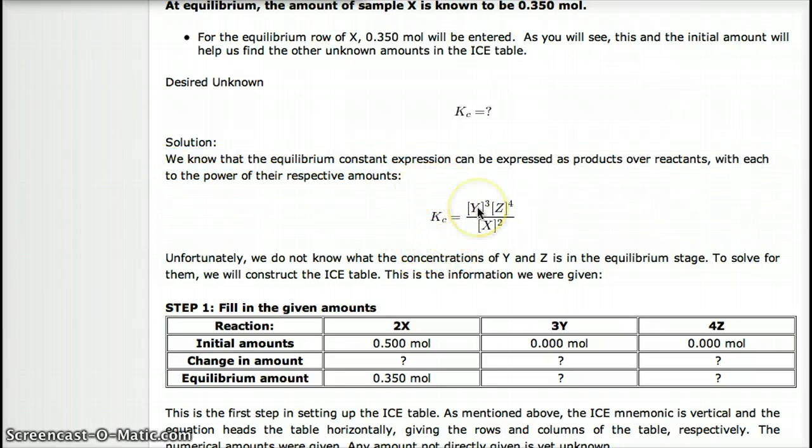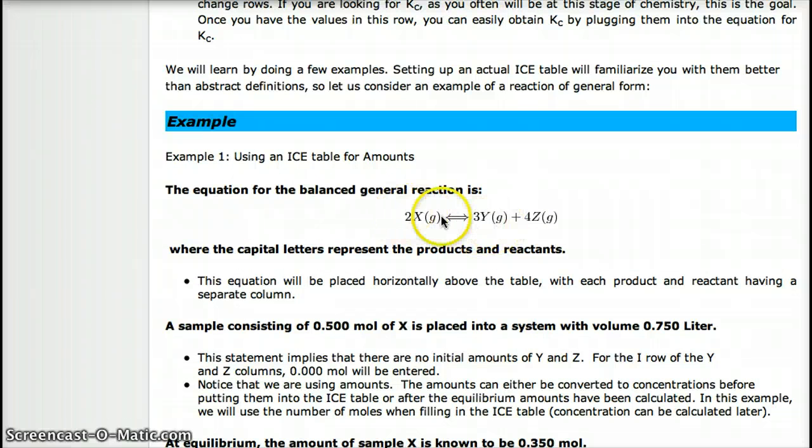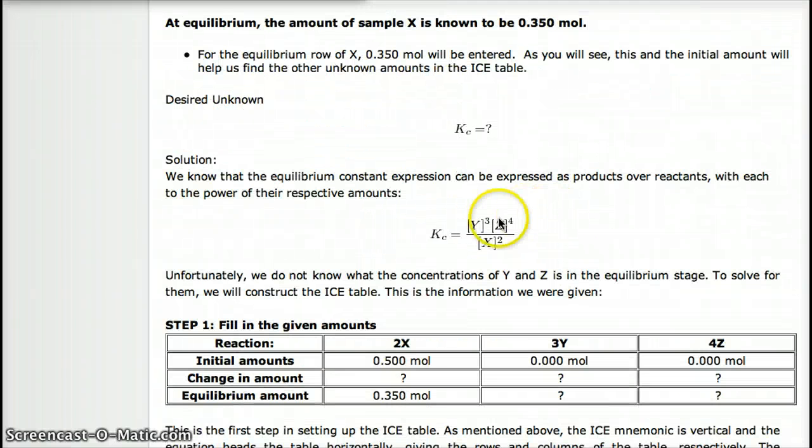Finding your equilibrium constant expression, you always put your products here and your reactants here. So we'll look back here. Here's your reactant side. Here's your product side. There it is, plugged in.